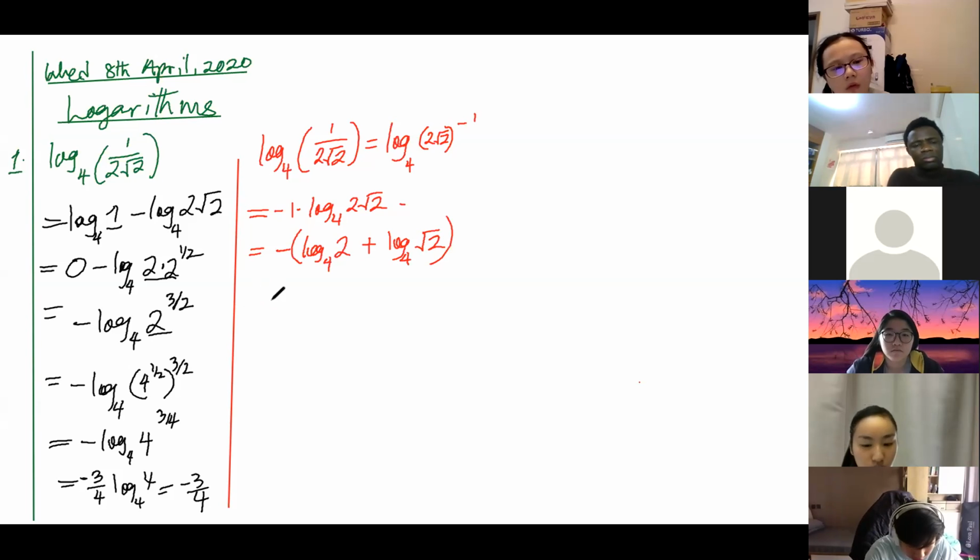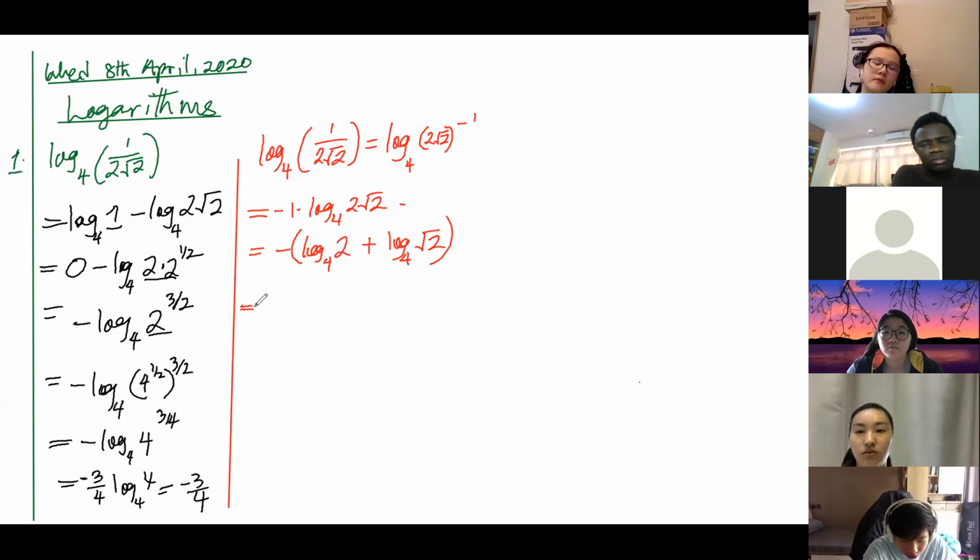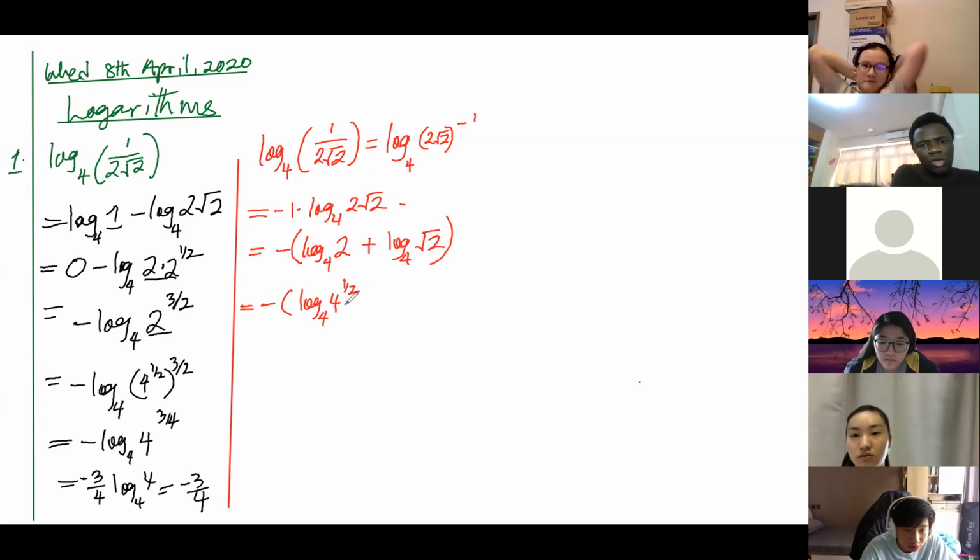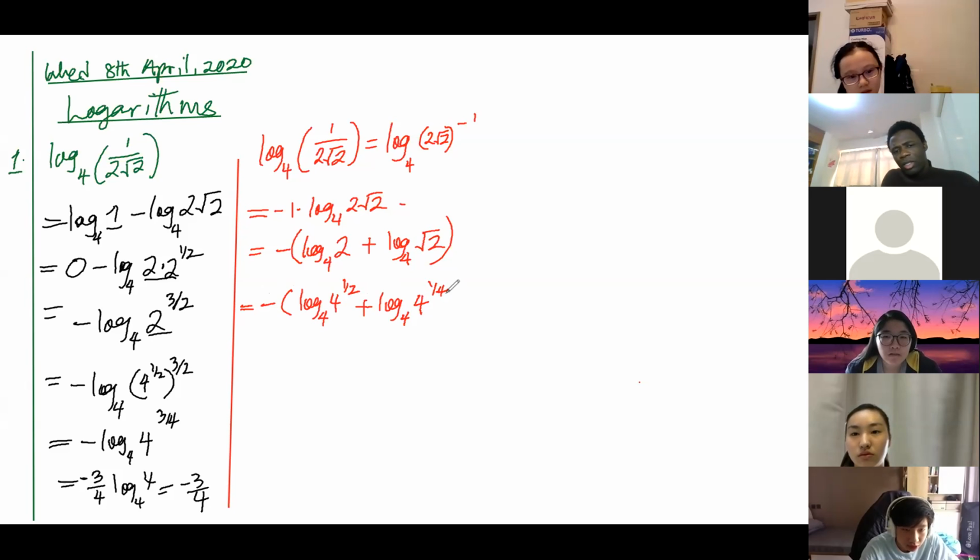the first 2 as 4 to the power of half, and then the root 2 as 4 to the power of 1 over 4. Okay, so you have done this as 4 to the power of half, which means square root of 4, and that is 2. And here, you have written 4 to the power of 1 over 4, like that? Yeah. And then I put each of the indices to the end of each of the logs, and then I solved it. Hold on. This is root 2.